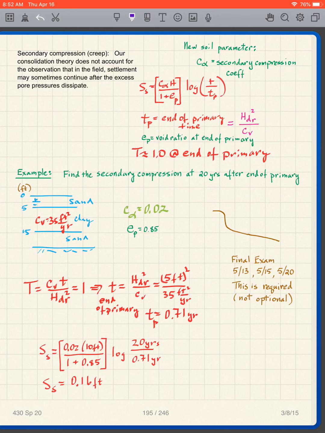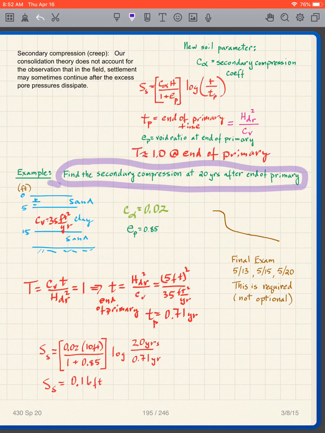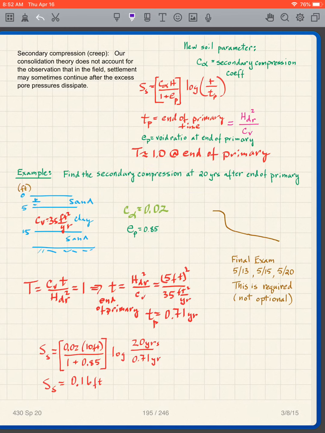So here's the example. It says find the secondary compression at 20 years after the end of primary for this situation. So I've got my sand fill here, my clay, sand at the bottom, and given is the void ratio at the end of primary is 0.85, C alpha is given, and C sub v is given. So that's all the given information.